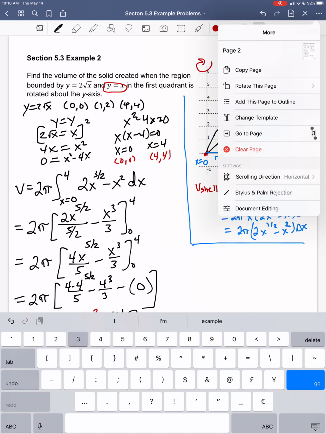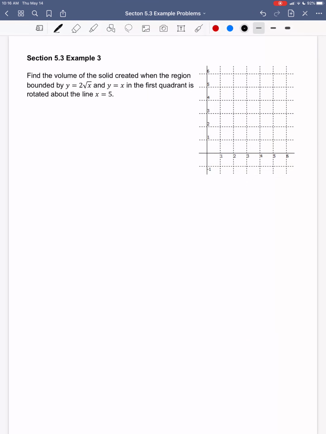Now, in the next example here, we have the same region, but now I want to rotate about the line x equals 5. So I've got the same basic setup. I still have my line, y equals x. And I have this square root function that's the same. It goes through 1, 1 and 4, 2, and starts here at 0, 0. But now I'm going to rotate about this line x equals 5.